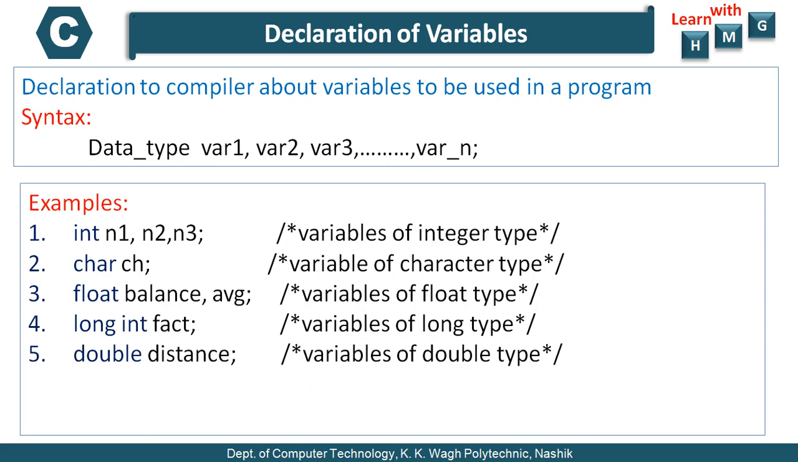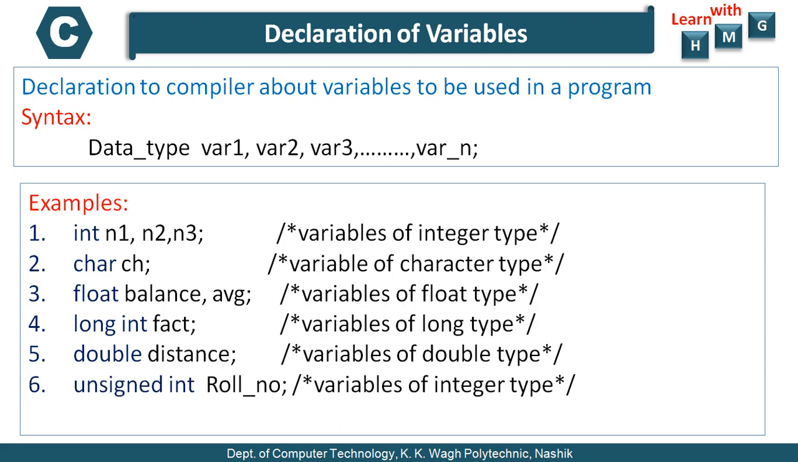And the next qualifier that is used is unsigned int, that is, unsigned means without sign. Generally integers are with sign, plus or minus, but if you want to use only positive integers, then you can use this unsigned keyword, as in unsigned int roll number, because the roll numbers of students are always positive, and that's why you can use unsigned int. Here the variable will store or represent only positive integers.